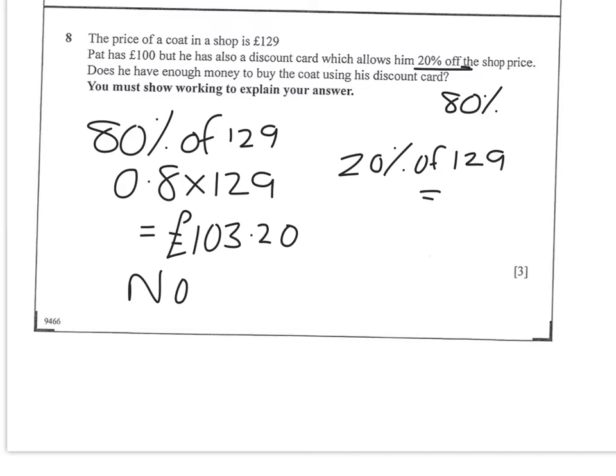And 20% is £25.80. And then done 129 minus £25.80. We get the same answer.